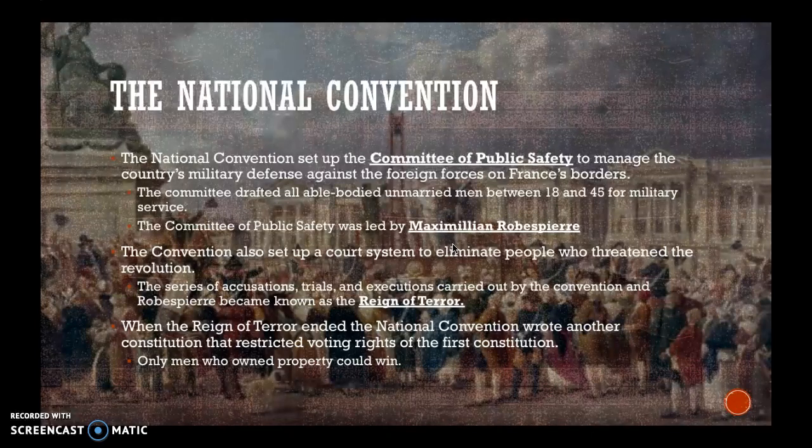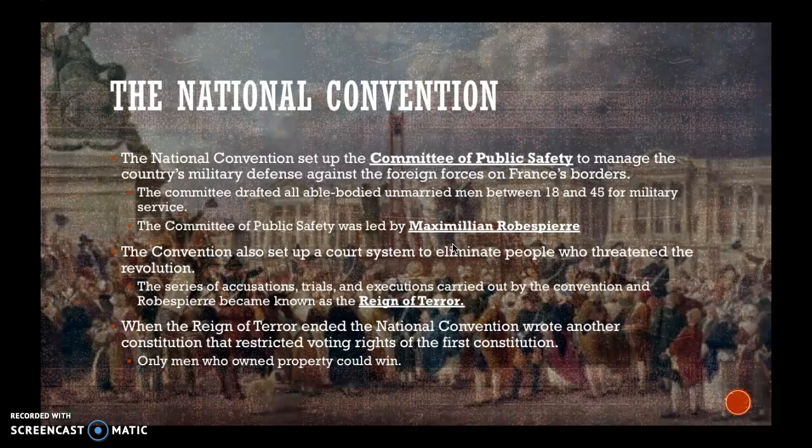During this time, a bunch of different accusations, trials, and executions that were carried out by the convention and Robespierre became known as the Reign of Terror. If you had anything that could be considered against the revolution, against the Enlightenment, pro-king, you were put to the guillotine.